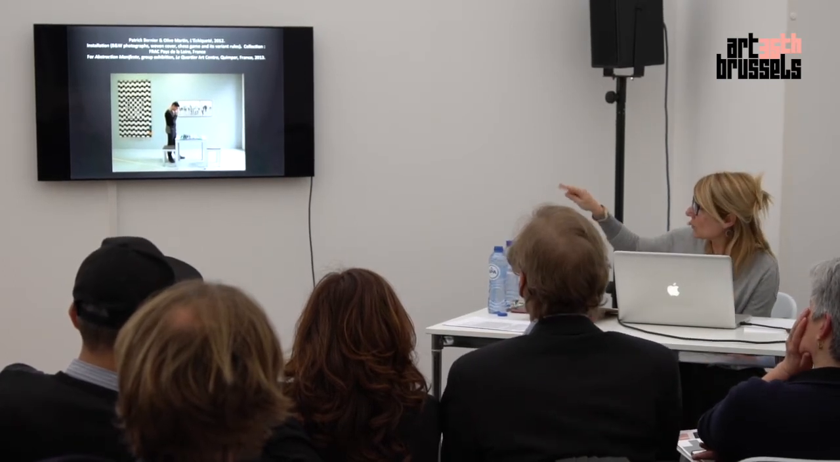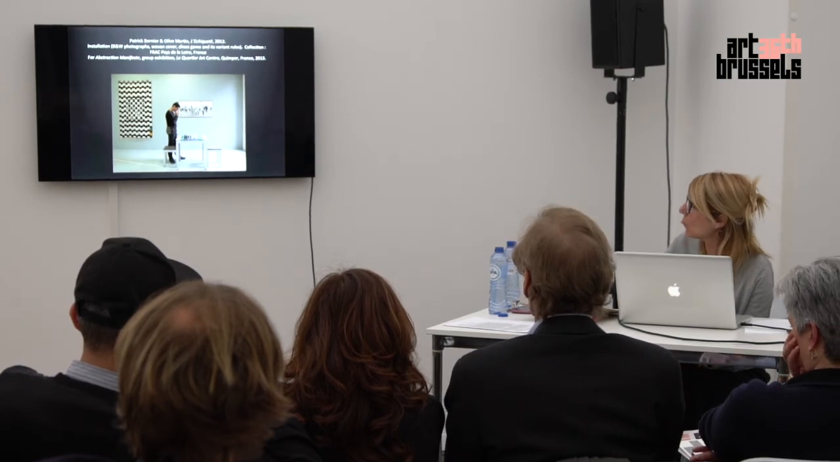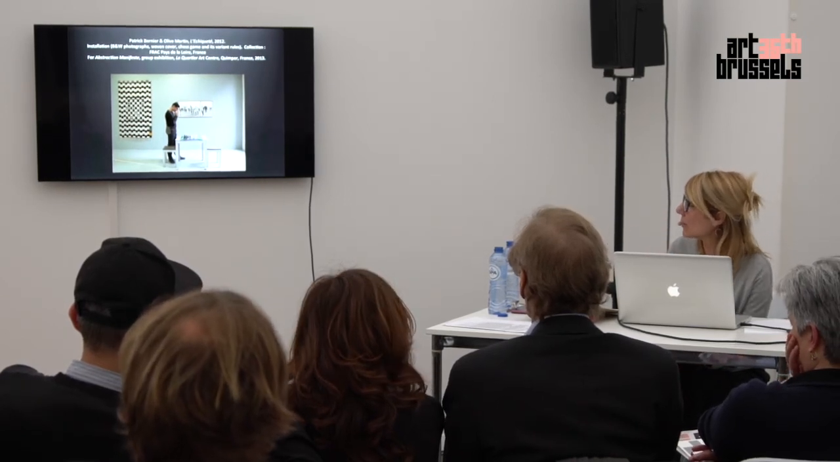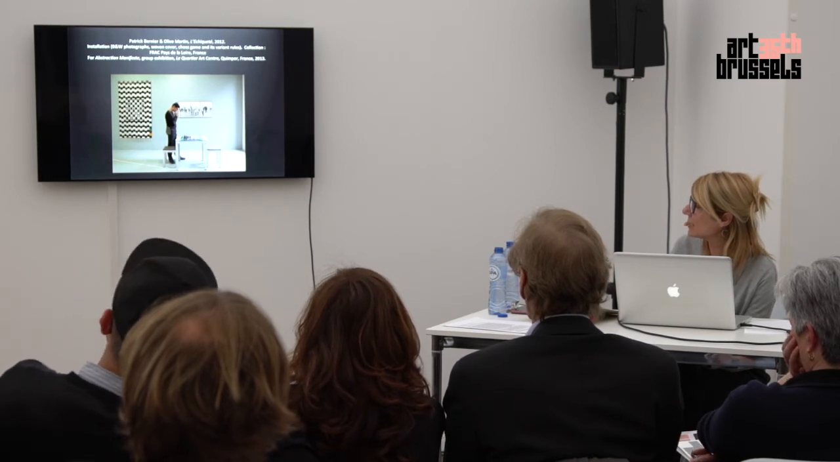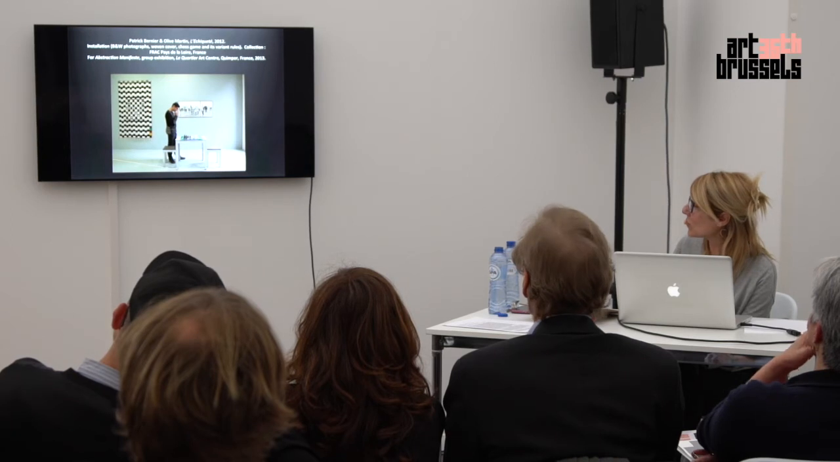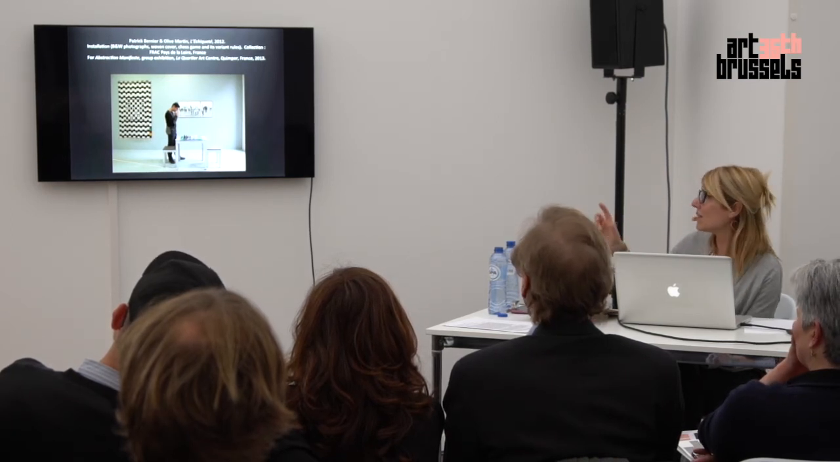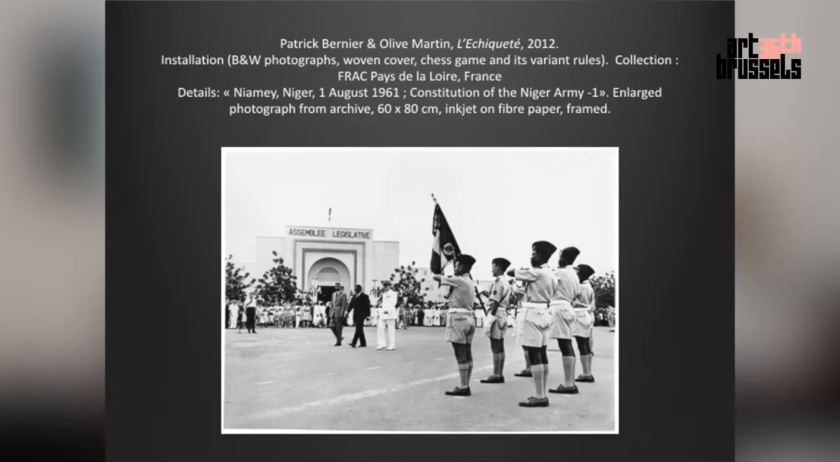And it's based on the color symbolism of this photograph, which was a military march in Niger in 1960, and Patrick's grandfather was also a colonial official at the time. So it's a kind of personal archive that he translated together with Olive into this very strange, never-ending chess game.